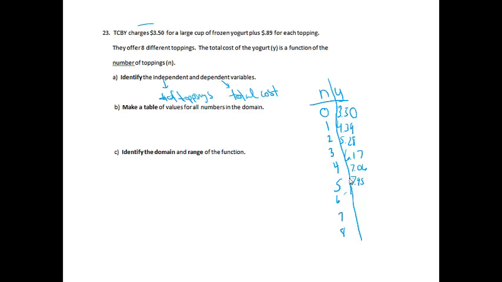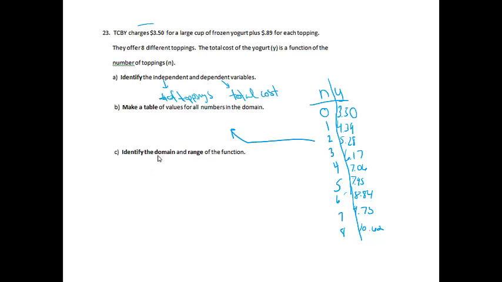And then if I add another 89 cents, that's going to give me $8.84. And then if I add another 89 cents, that's going to give me $9.73. And if I add another 89 cents, 9.73 plus 89 cents gives me $10.62. So I could be paying up to $10 for one cup of yogurt. I don't think so. All right, so that was my table.